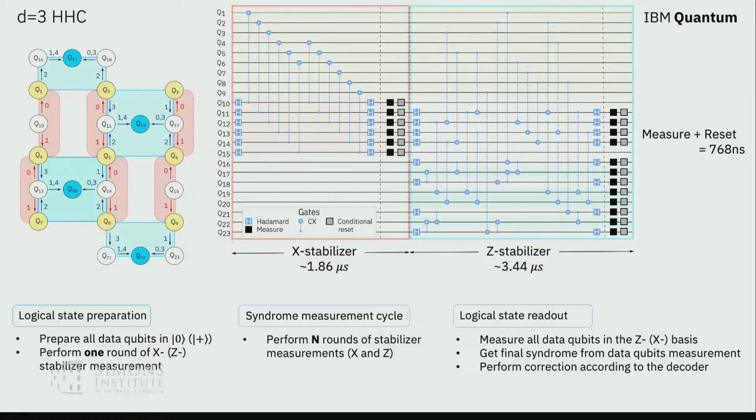So here is a sample of the circuit that we run with X stabilizers and Z stabilizers. Each round on this IBM Peekskill took about 5 microseconds for each round of stabilizers.